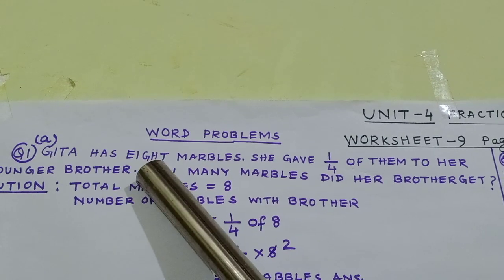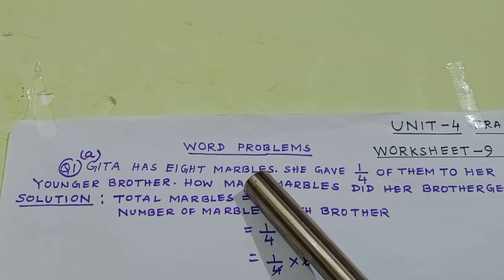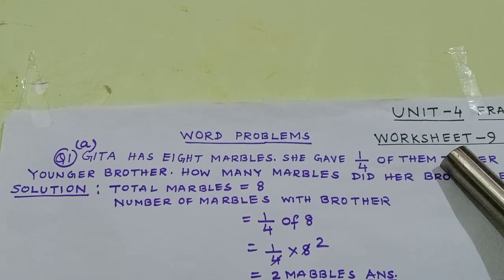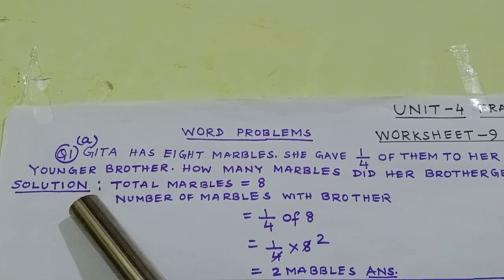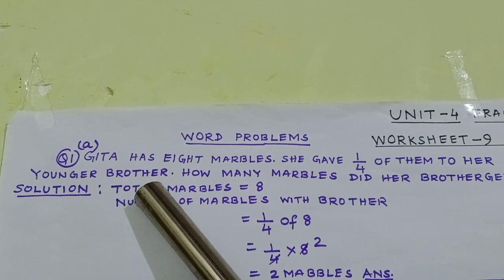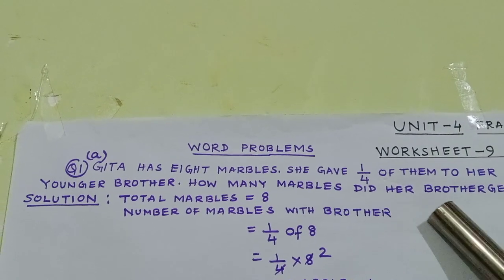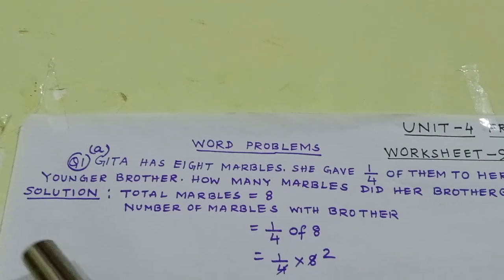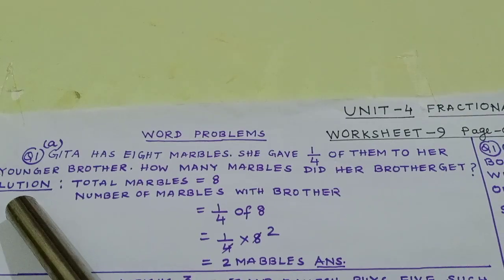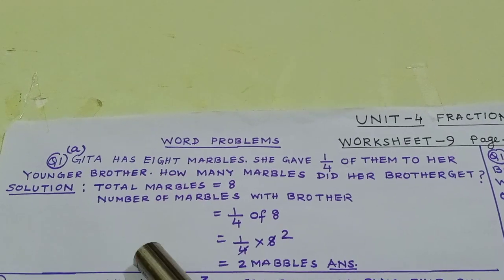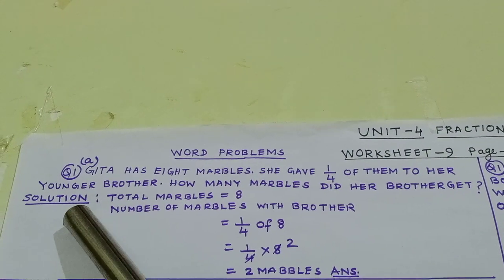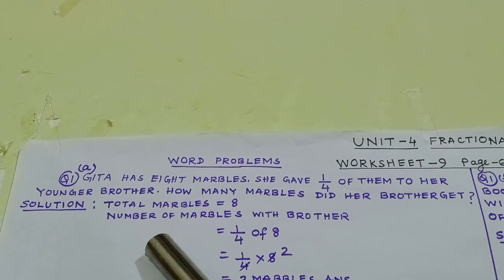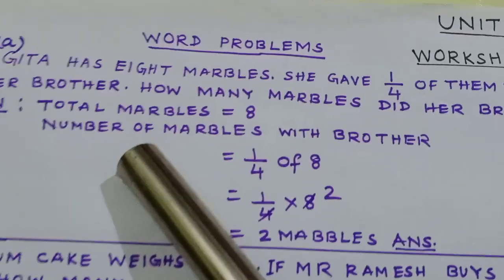Geeta has 8 marbles. Marbles, you know, you play with that. She gave 1/4 of them to her younger brother. How many marbles did her brother get? Now you will write solution. Remember, the way I solve the question, you must do in that way only, in your copy, neat and clean. If you don't do your work neat and clean, I won't check your copy.